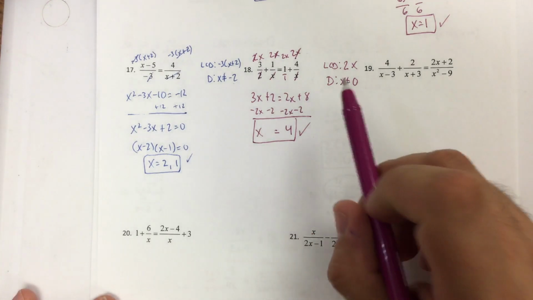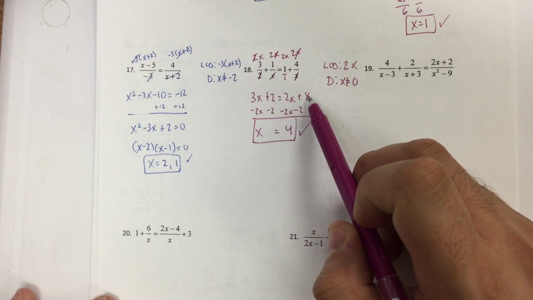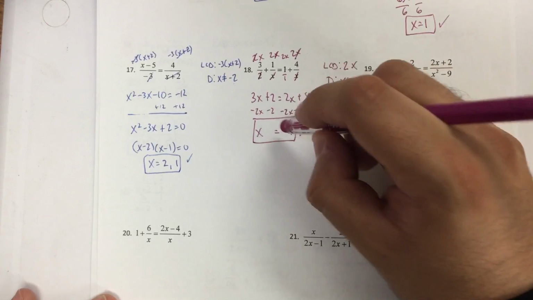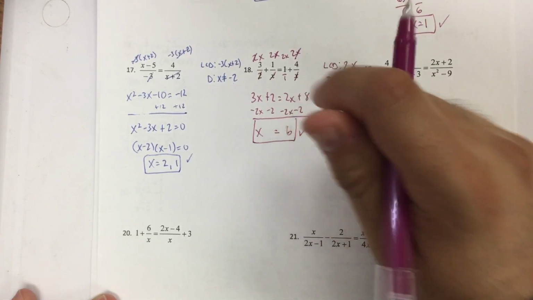Let's see. Give me 1 sec here. Oh, 8 minus 2 is not 4. 8 minus 2 is 6. Sorry about that. Something looked a little off.